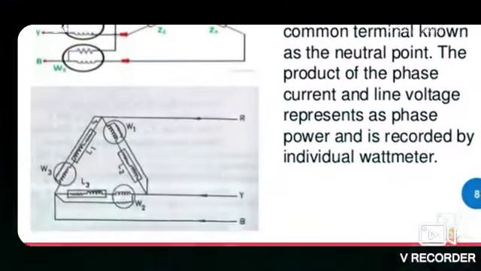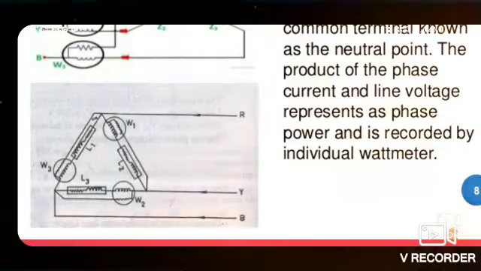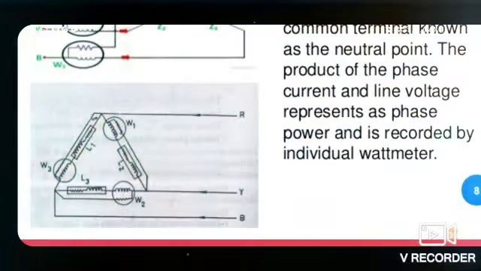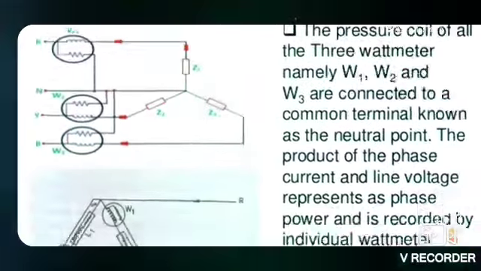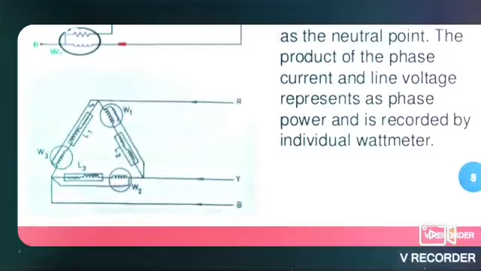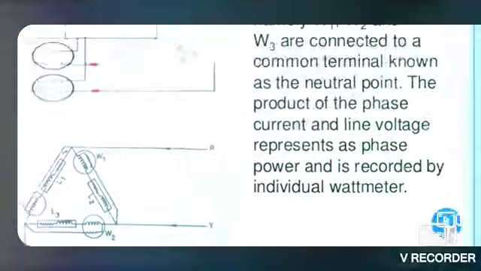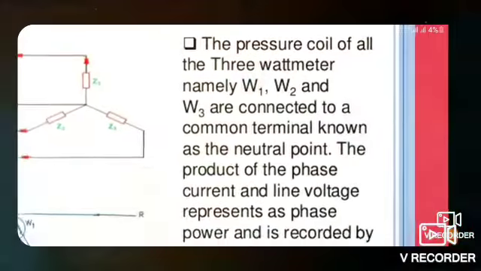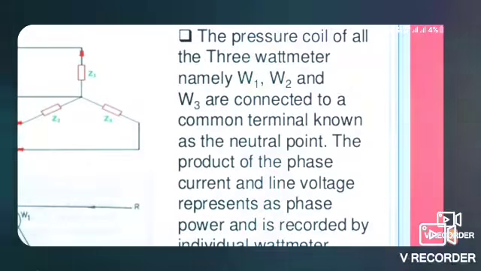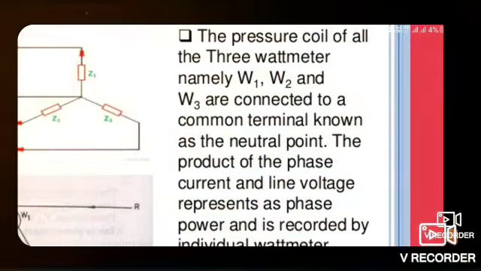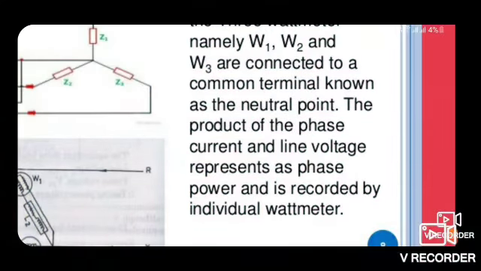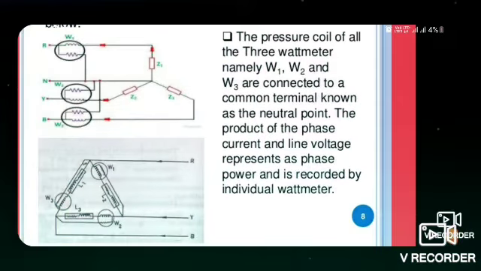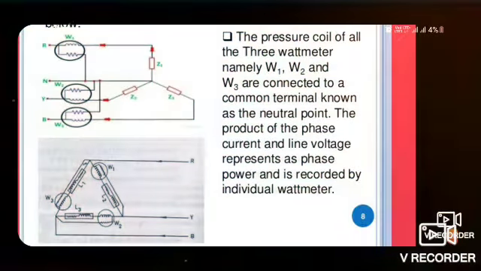Similarly, it is a diagram for the delta connected load. The delta connected load 3-phase wattmeter method is shown in the given figure. W1, W2, W3 are the 3 wattmeters which are used to measure the delta connected power. The pressure coils of all the 3 wattmeters, namely W1, W2 and W3, are connected to a common terminal known as the neutral point. The product of the phase current and line voltage represents phase power and is recorded by the individual wattmeter.